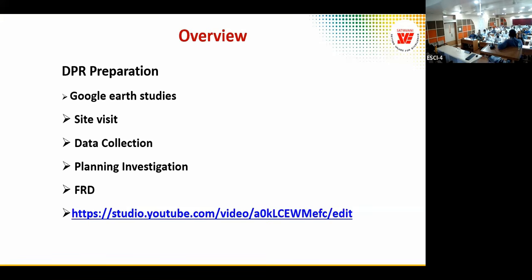Many people misunderstand. They think that when AI is there, there is no need for an engineer or consultant. No, AI gives information only. It is the engineer or consultant who can take decisions or interpret the data or information in the right manner for the right purpose. So next, Google Earth studies will give us the complete idea about the location, even the remotest places.